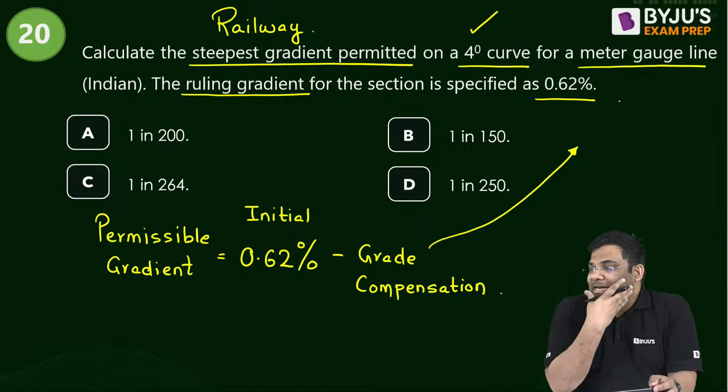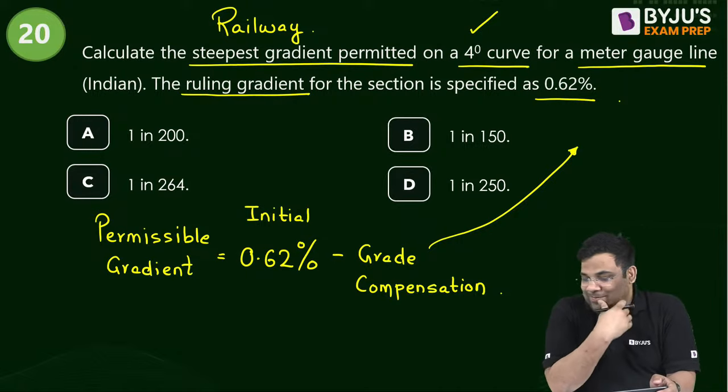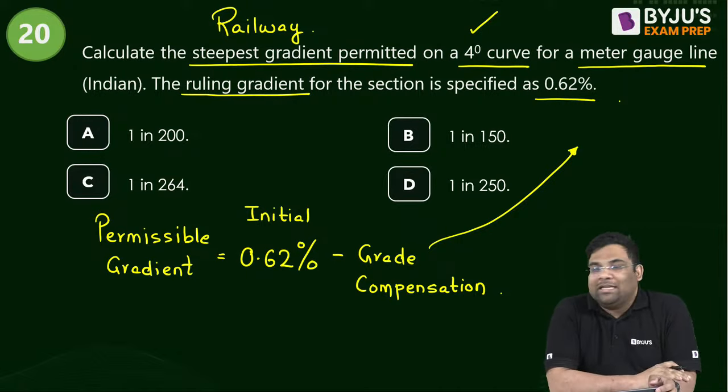Yes, SOM for mechanical and civil is same. 98.99% same. Nothing different. Strength of metal is same.